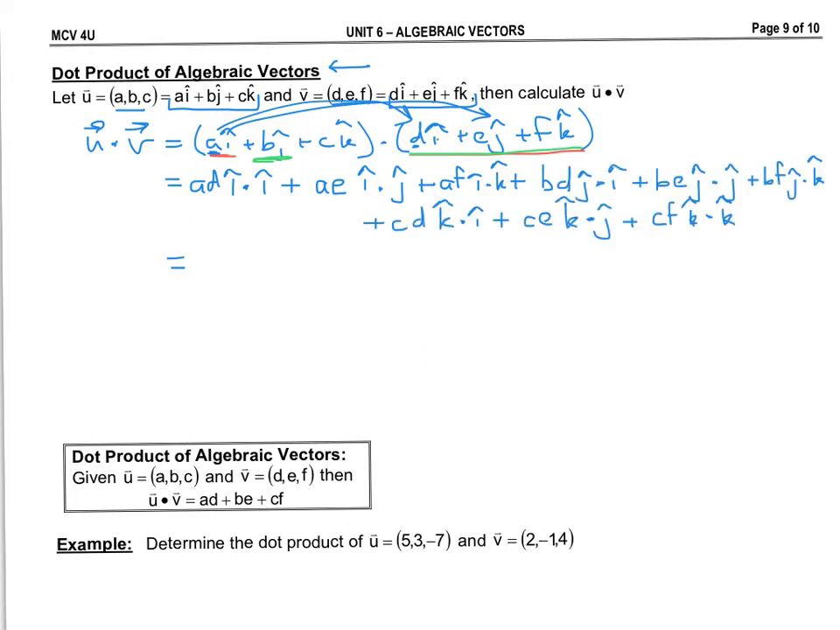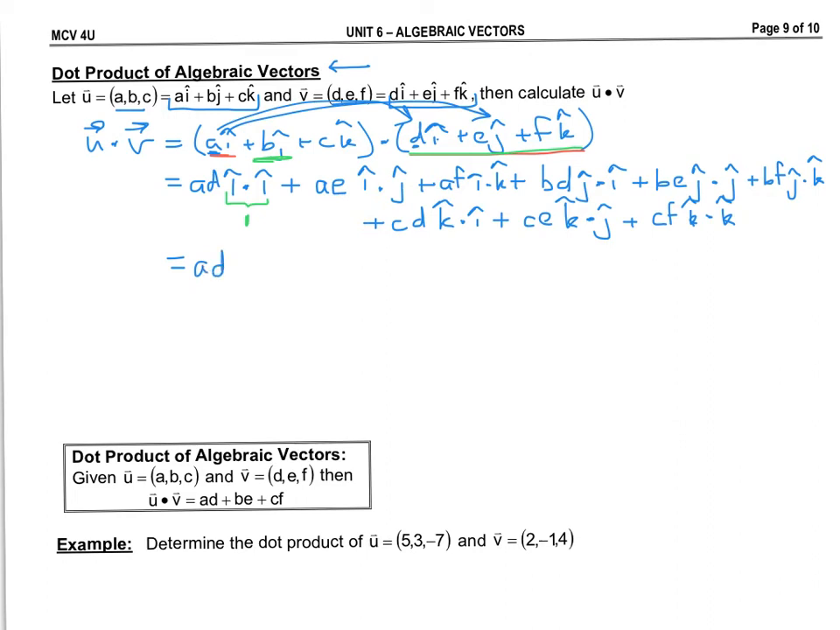All right, so since I had three terms dotted with three terms, 3 times 3 is 9. I have 9 terms in my expanded form here, and now I want to simplify some things. I noticed that I have i hat dotted with i hat. Because of our explanation earlier, we know that that is equal to 1, so it leaves us with A times D times 1, or A times D.